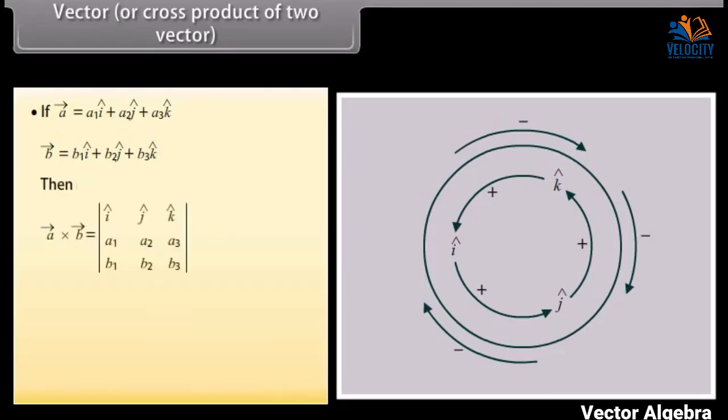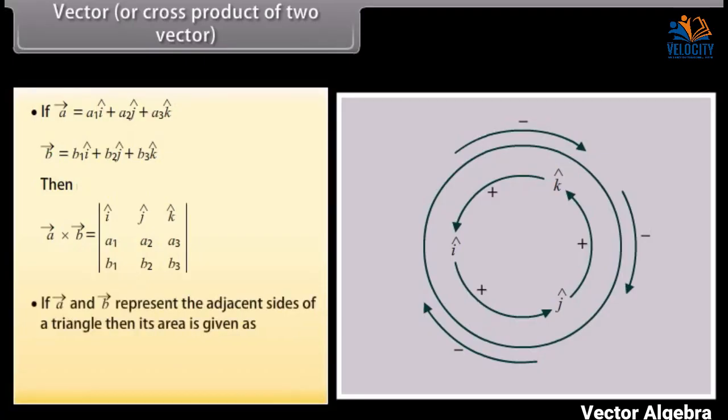Then, the vector product of A and B is equal to the determinant with the first row cap i, cap j, cap k, second row A1, A2, A3, third row B1, B2, B3. If vectors A and B represent the adjacent sides of a triangle, then its area is given as 1 upon 2 into the magnitude of the vector product of A and B.